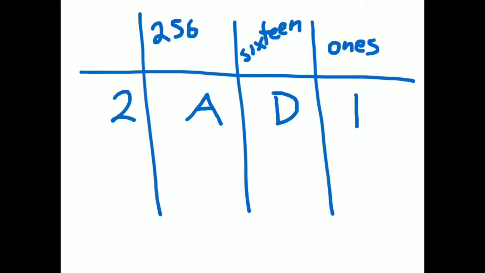So what comes next? If you have 256, then what you need to remember is that the next column is going to be 16 times bigger than 256. And that means the next column is going to be 4,096. You can see these numbers get big very fast, but the number you're looking at, 2AD1, if we were to express the same number in binary, it would look like this.